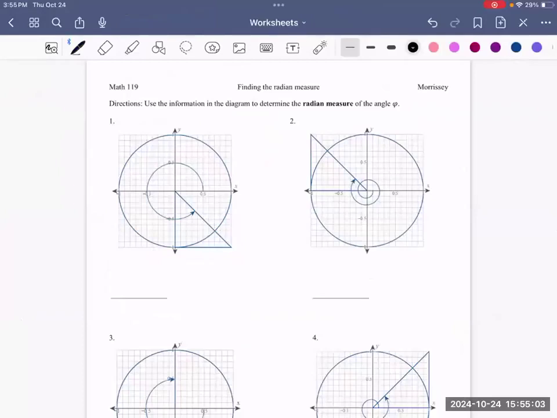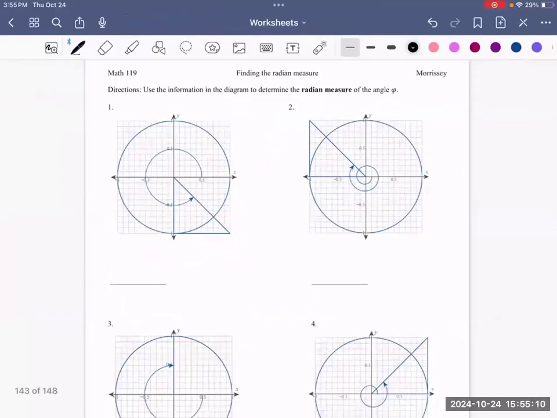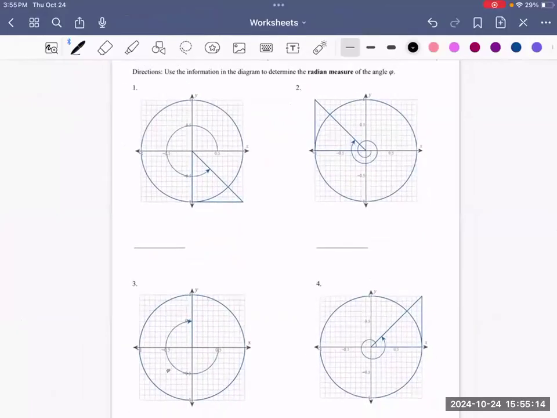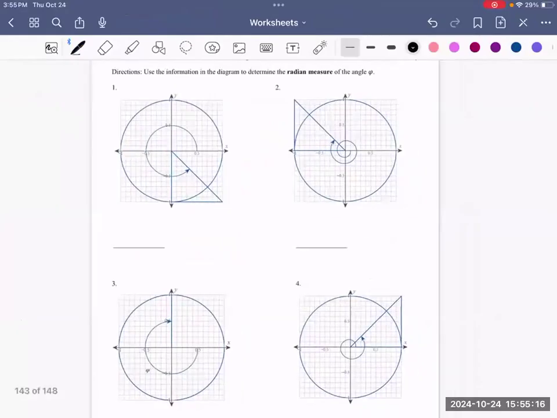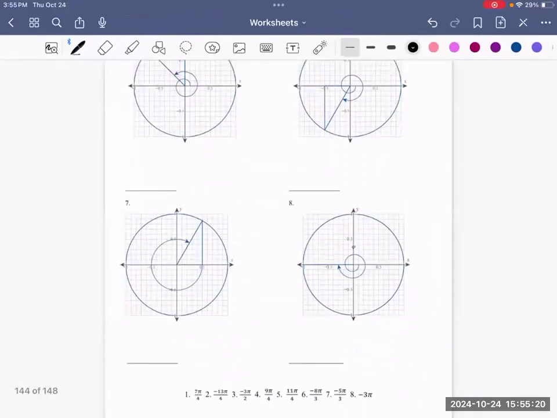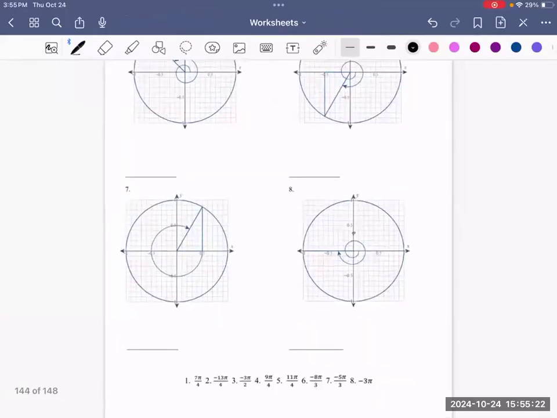Today we're going to be working on finding the radian measure depending on a diagram. I'm going to be doing all of the odd ones. If you want to pause the video and get started, I'll show the answer key here in a moment. So like I said, I'll do the odd ones. If you want to try the even ones, here is the answer key down below.